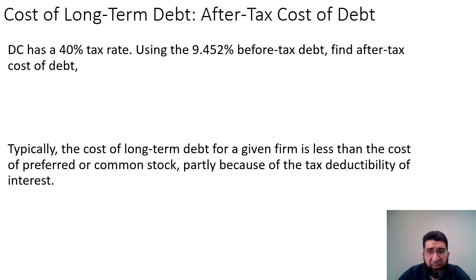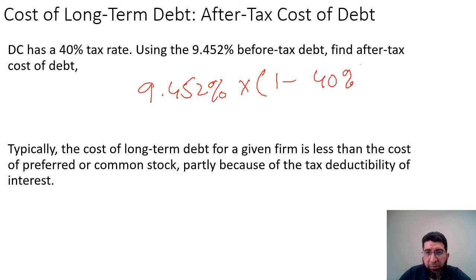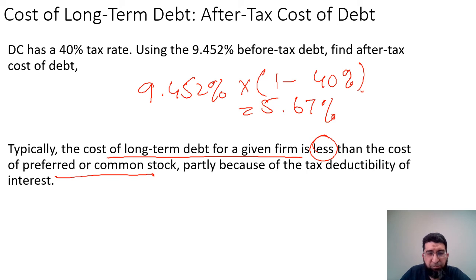DC has a 40% tax rate. Using 9.452% before tax, find the after-tax cost of debt. So this will be pretty simple. It's 9.452% multiplied by 1 minus 40%. That comes out to be 5.67%. But typically the cost of long-term debt for a given firm is less than the cost of preferred or common stock, and this is partly because of the tax deductibility of interest.